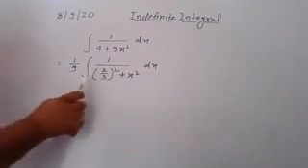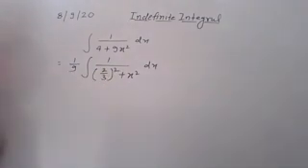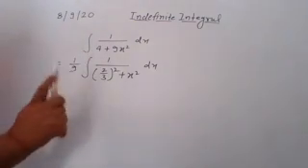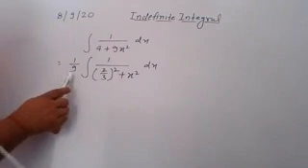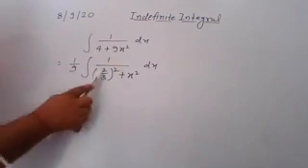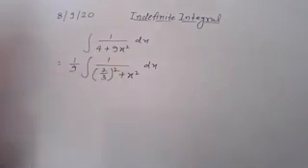Children, did everyone understand this step? First of all, you have to make the coefficient of x square equal to 1. Now you take 9 common, so you write 1 upon 9. Here you have 4 upon 9, which can be written as 2 by 3 whole square plus x square.